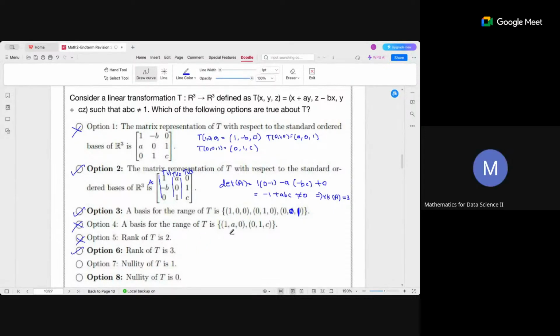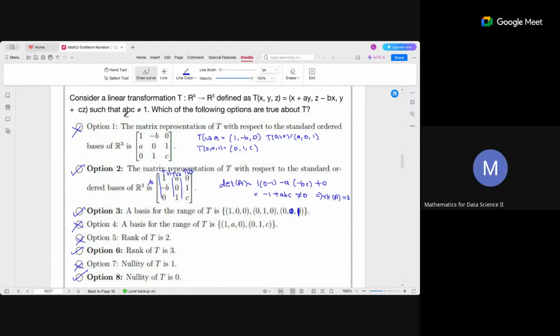3, correct. So if rank is 3, nullity is? 0. So this problem is clear for everyone? Yes. Ma'am, can you explain that not equal to 0 part? Which one? This one.